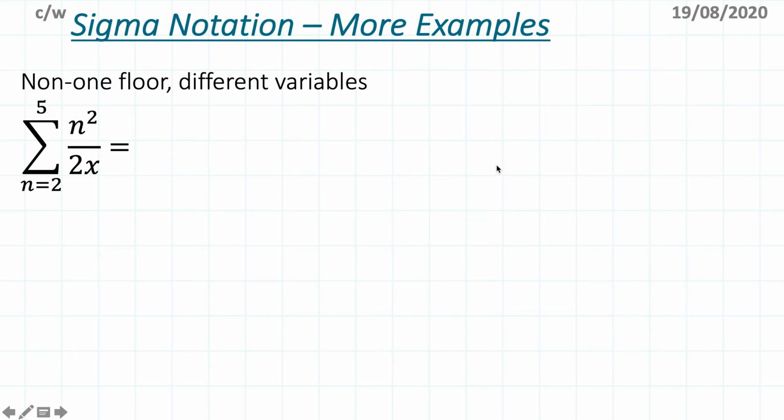So a few more examples. This is where the floor is not a 1, so I just want to show how that is, and also when you have different variables. If you notice there's an x here, but my summation only tells me that the substitution will occur with n only.